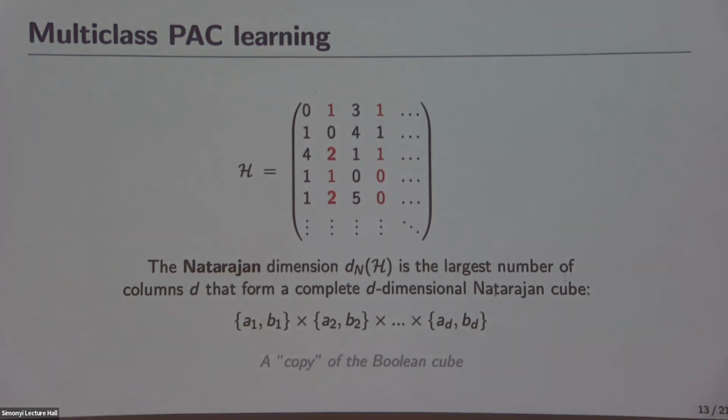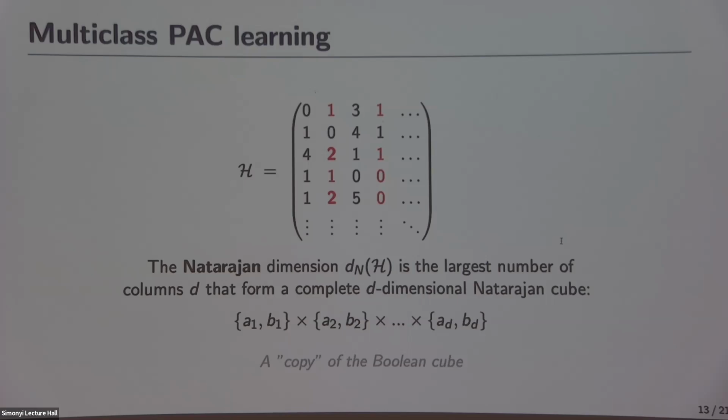We can say that a D-dimensional Natarajan cube has two different labels, A1 and B1, up to AD and BD, such that we can expect to see all of the possible combinations from each of these D pairs. For example, here I have D equals 2, where the two labels for the first column are 1 and 2, the two labels for the second column are 0 and 1, and I have all of the possible combinations of these. So this is just a renaming of the labels of the Boolean cube.